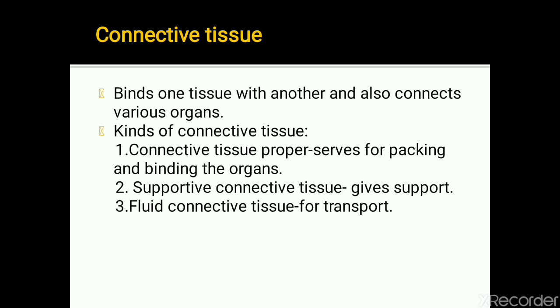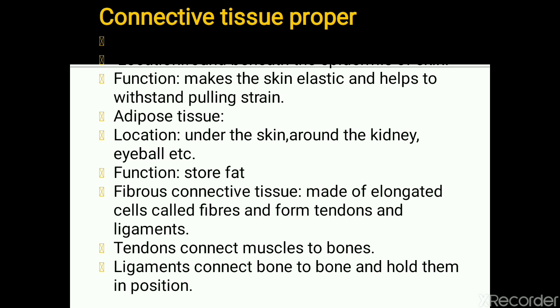Next is connective tissue. As the word suggests, connective means it binds one tissue with another and also connects various organs of our body. It is of three different types: connective tissue proper, supportive connective tissue, and fluid connective tissue. Let's see the first one, connective tissue proper, which is further categorized into three categories: areolar tissue, adipose tissue, and fibrous connective tissue.